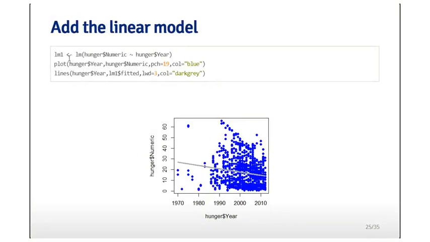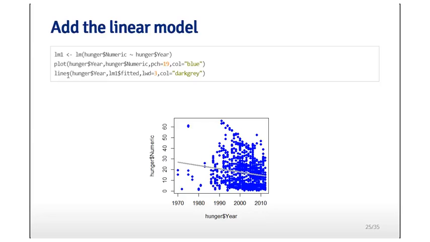Okay. So lm1 is just the standard linear regression model with percent hungry as the outcome, which is this variable hunger$numeric, and with hunger$year here. I prefer to put the data frame in the data equals statement, by the way, though of course this works as well. If you don't have the data equals statement, then the variable has to be explicitly stated: you have to grab both the numeric and the year variables from the hunger data frame, because lm otherwise wouldn't know where to look.